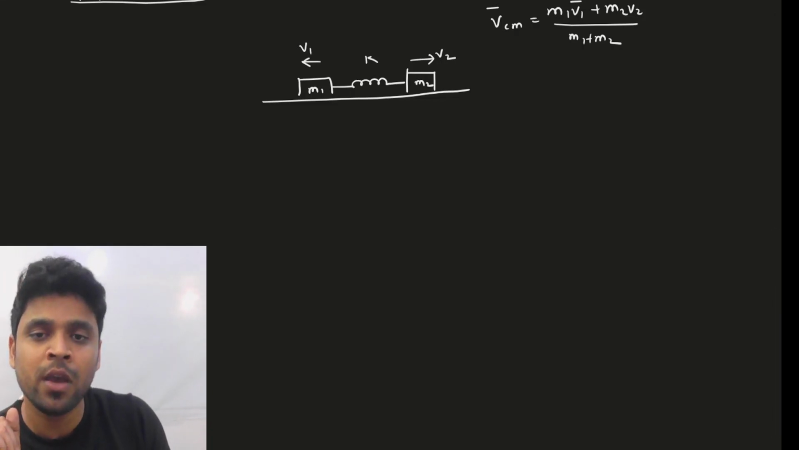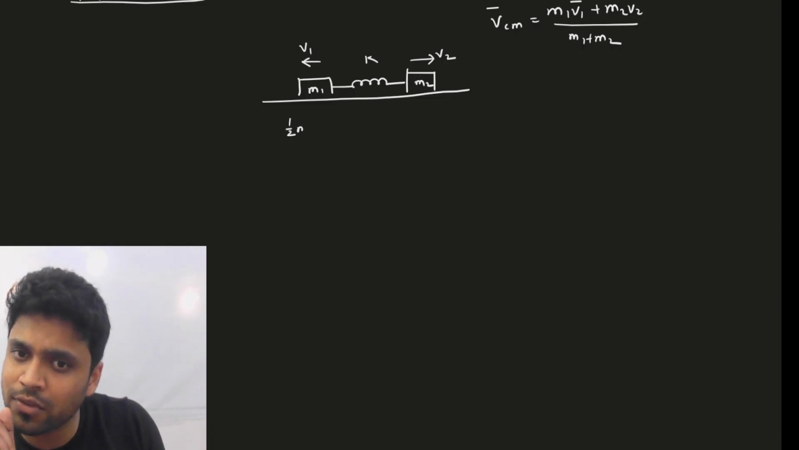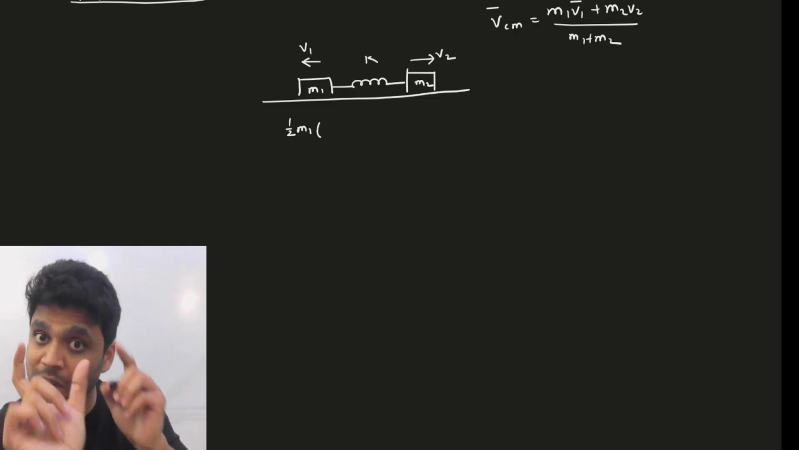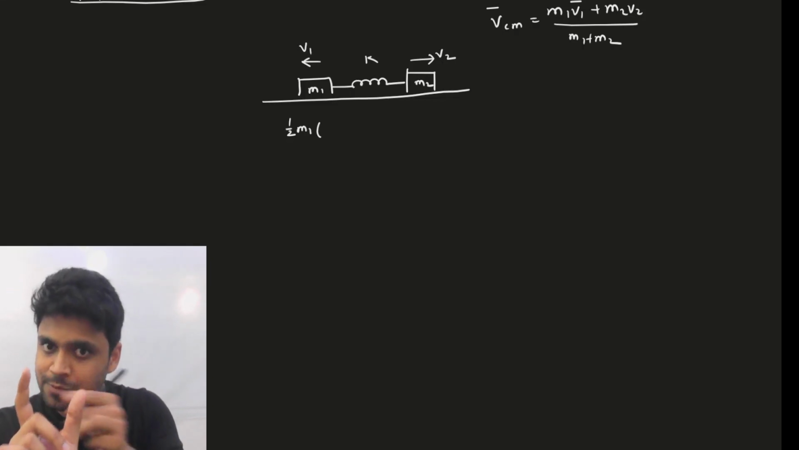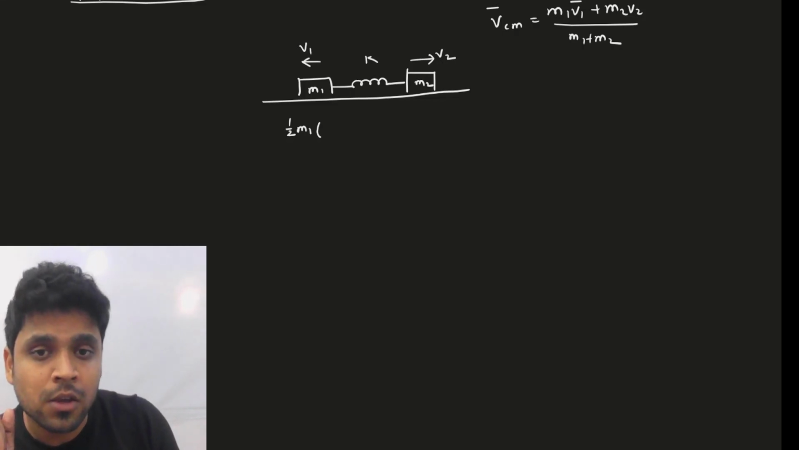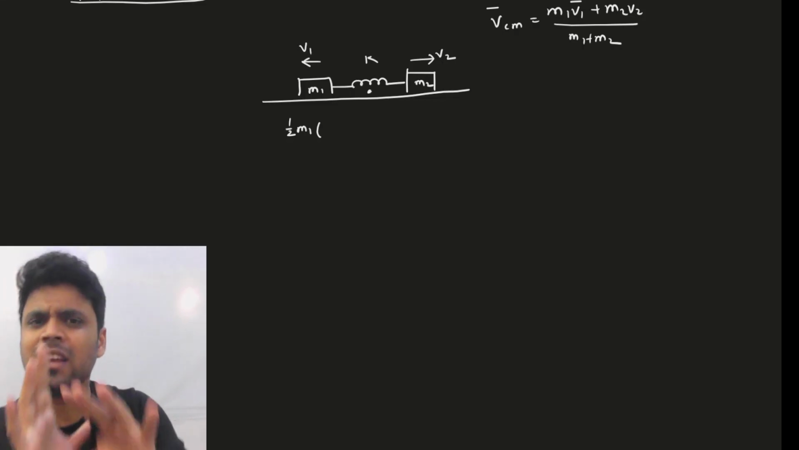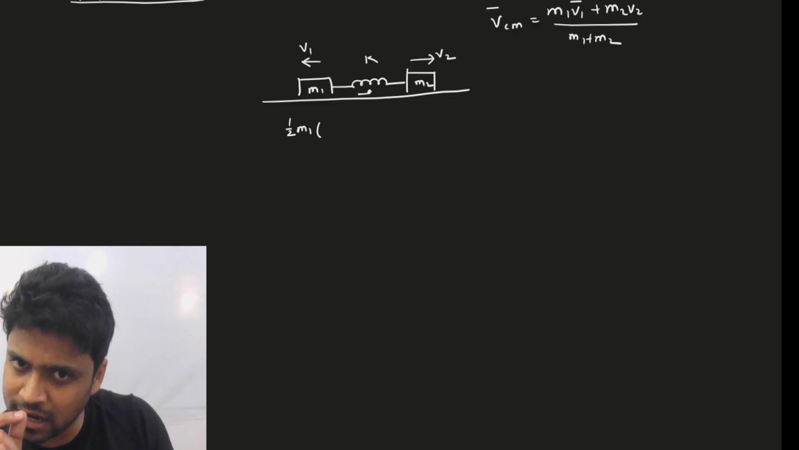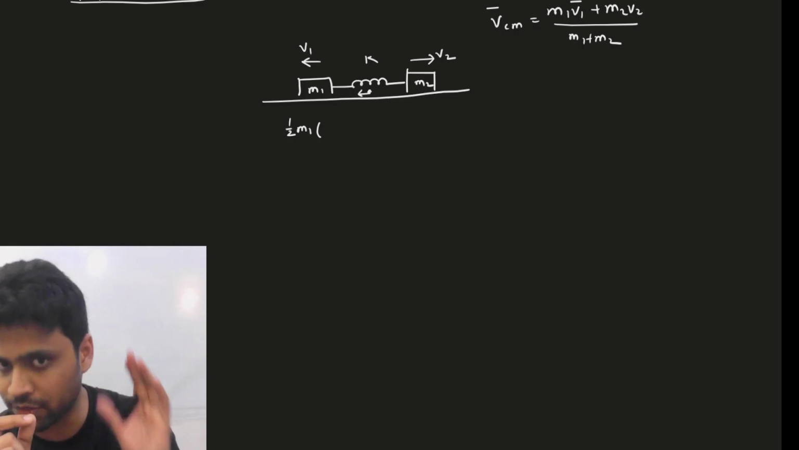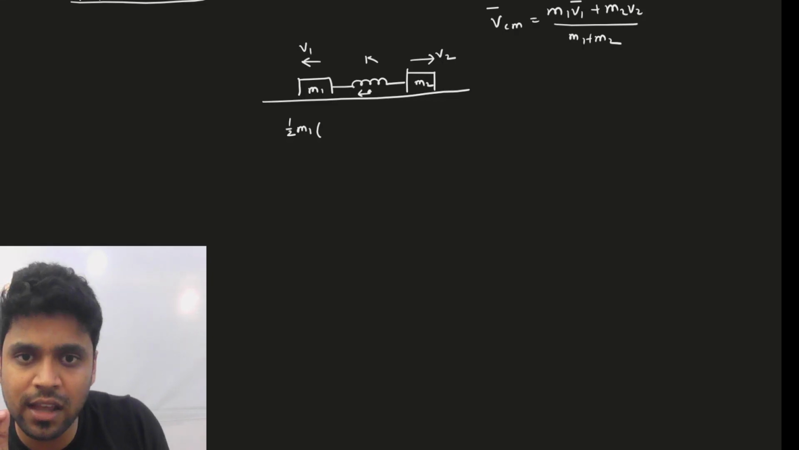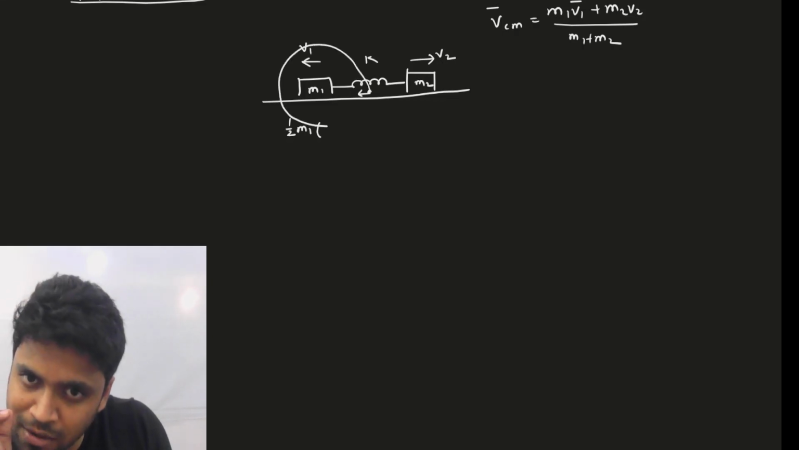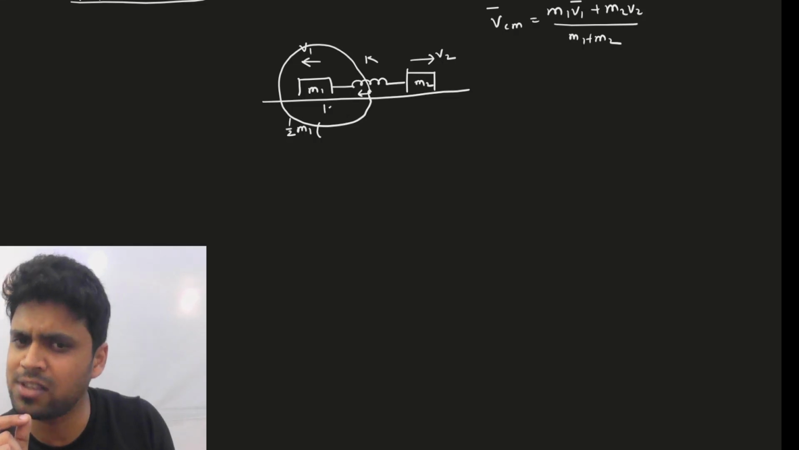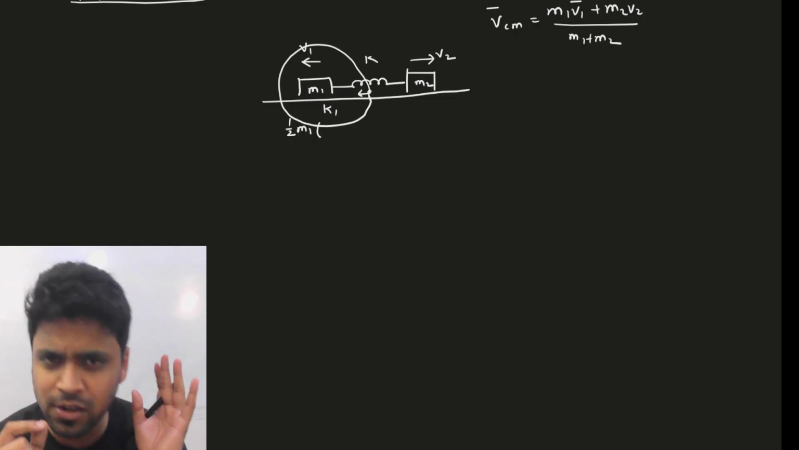At this instant, I'm just going to write half times m1 times the speed of this mass m1 with respect to the center of mass. Listen, students. Let's say this is the center of mass of the assembly, an imaginary point. The velocity of the center of mass is going to be to the left because I initially gave the impulse to the left. So the relative kinetic energy of m1 with respect to the center of mass, I'm naming it as k1.